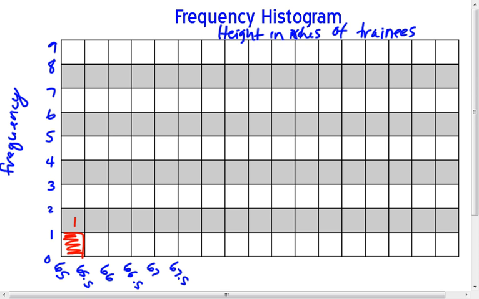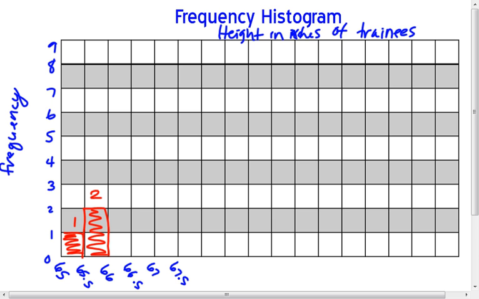It's nice to put that number at the top, although it's not required. How many fell between 65.5 and 66? There were 2 of them. So you go up here and you make the bar 2 high, like that. Okay, and you proceed. I think you guys can probably handle the rest of it.